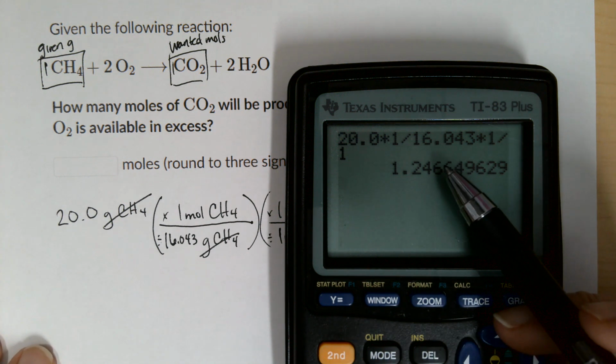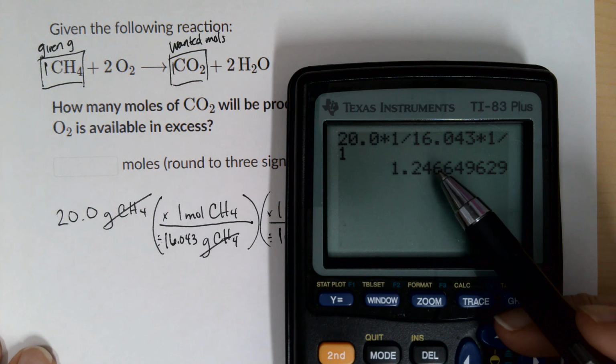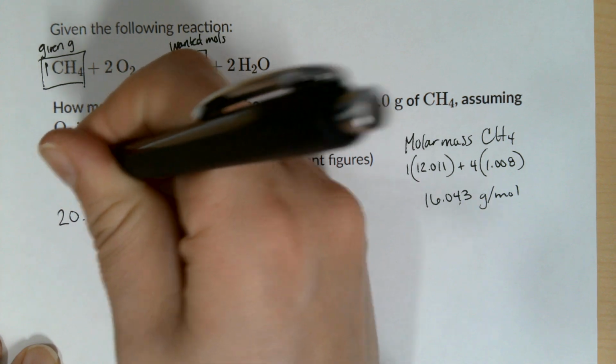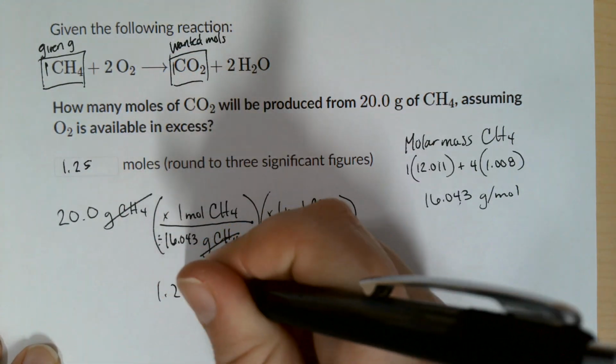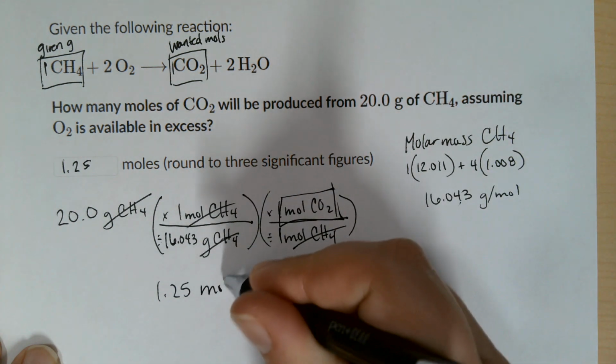1.25. I'm going to round that up because 1, 2, and 4 are the first 3 digits, and it's followed by a 6, so I'm going to round the 4 up to a 5. So 1.25, and that is moles of CO2.